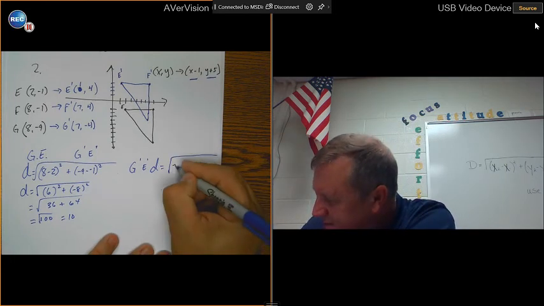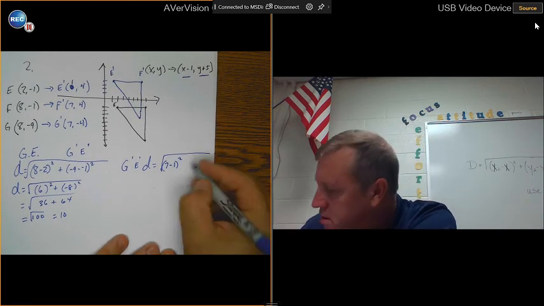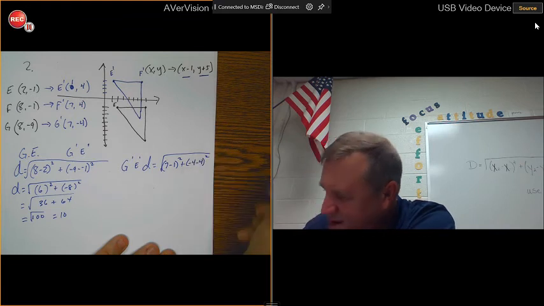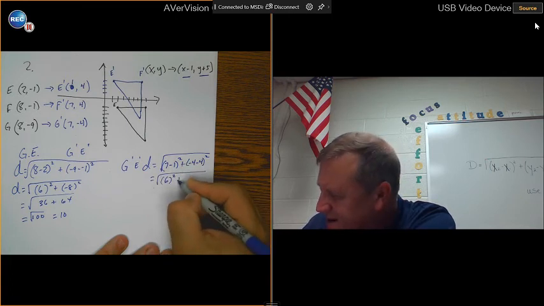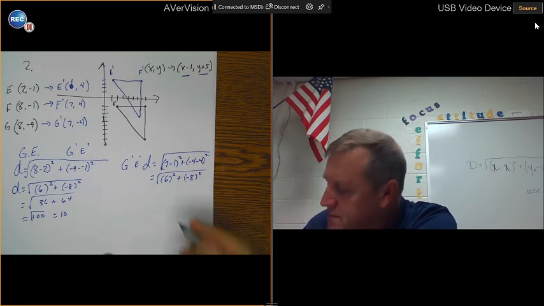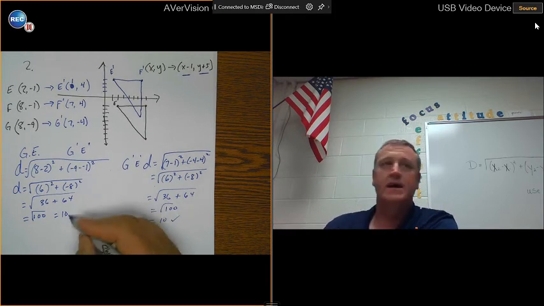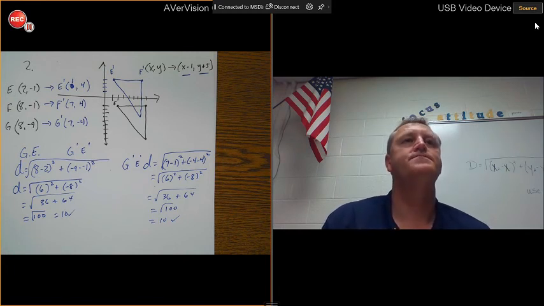So the square root of 7 minus 1, quantity squared. And we got negative 4 and 4. Negative 4 minus 4, quantity squared. Let's simplify. 7 minus 1 is 6 squared. Negative 4 minus 4 is negative 8 squared. 36 plus 64, square root of 100. Yes, we did it right. 10 and 10. Does that make sense? Distance is the same, so it is rigid. Rebecca, we got it? Okay.